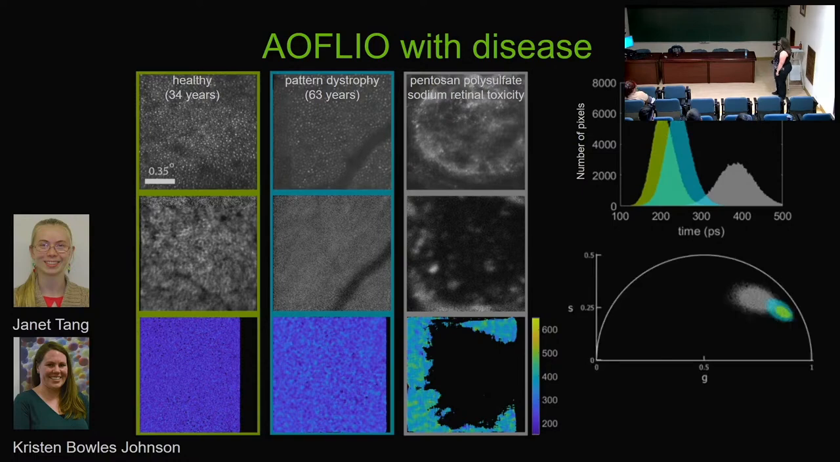And we could see a clear shift in phasor space. We found in all of the PPS toxicity patients that Kristen's looked at, this shift: the clinically noticeable diseased areas on OCT had longer fluorescence lifetimes. The exact reason for that, we really want to probe.